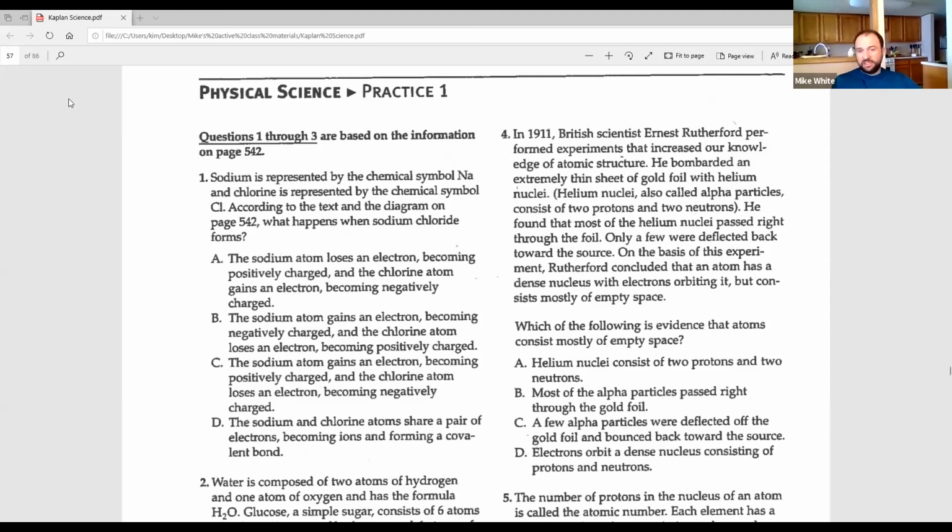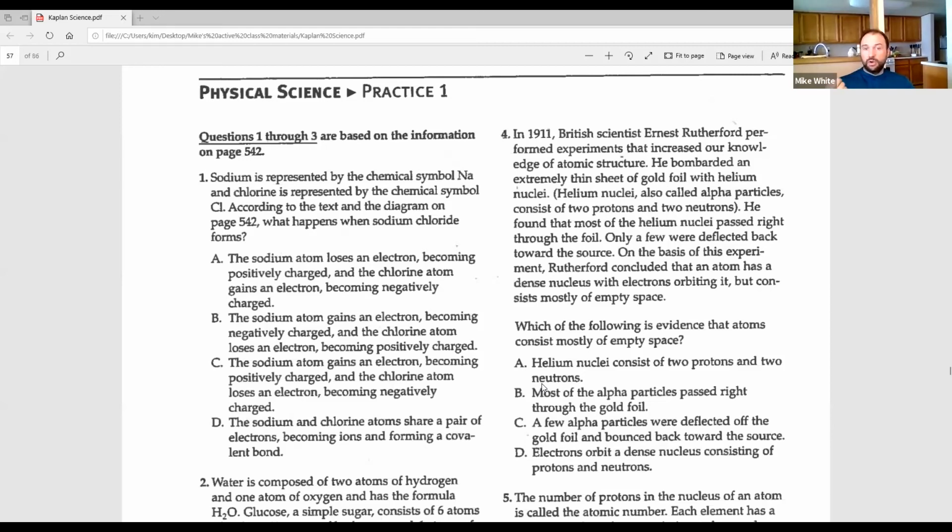Helium nuclei consist of 2 protons and 2 neutrons. Now, is that true? I can go back here and look, and indeed in the paragraph it says, helium nuclei, also called alpha particles, consist of 2 protons and 2 neutrons. So it's a true statement. So A is true, but it doesn't necessarily answer the question they're asking.